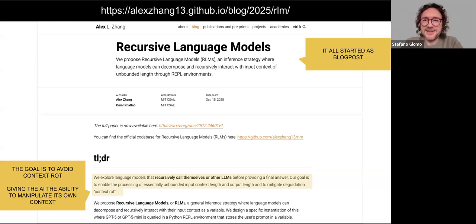And by the way, Omar Khattab wrote some original paper on a different strategy for context compaction a couple of years ago, I think. It's a thing that is around, being able to deal with big contexts, especially in the past. Remember, we had very few tokens in the window.